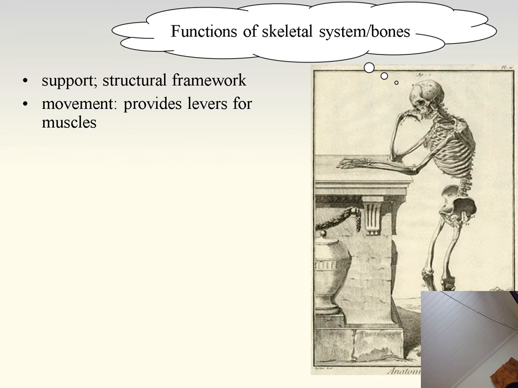I mentioned the muscular attachment. So if you take two bones and you make them touch each other, and then you make a muscle go across from one bone to the other, when that muscle gets shorter, the joint's going to contract and get smaller. So that provides levers for muscles.